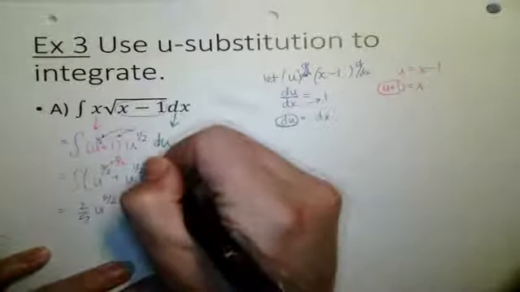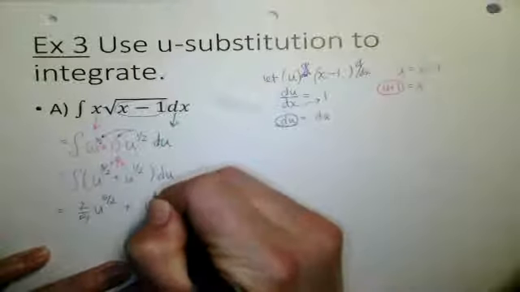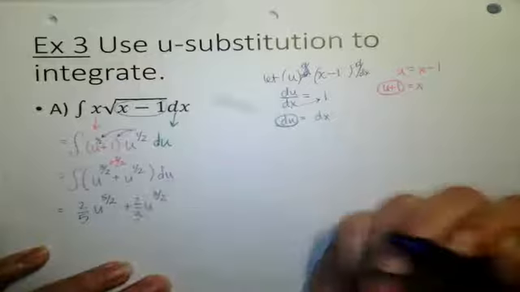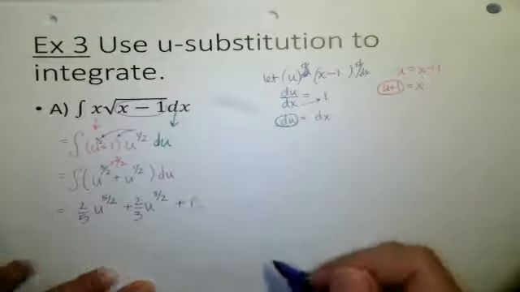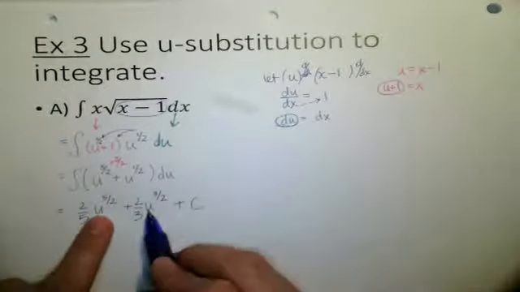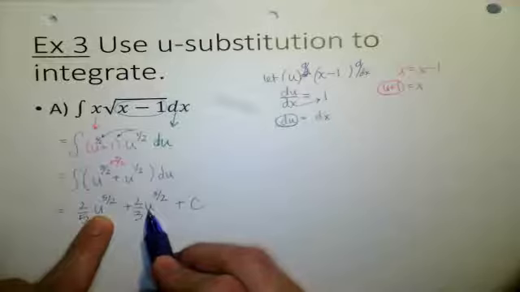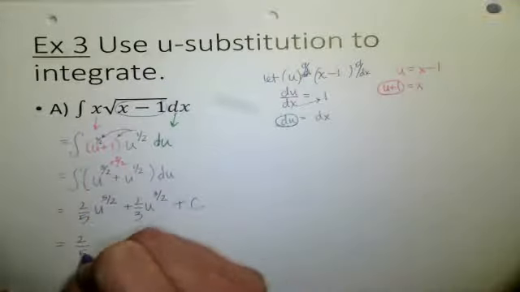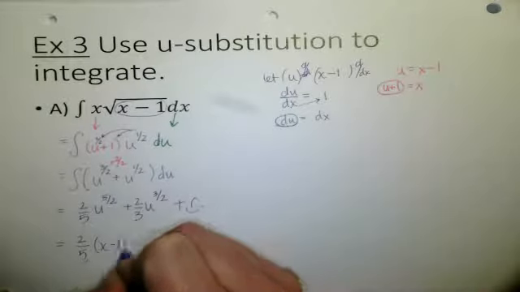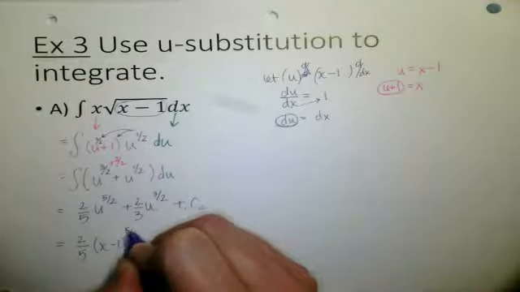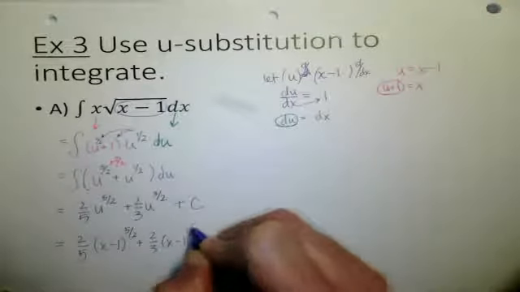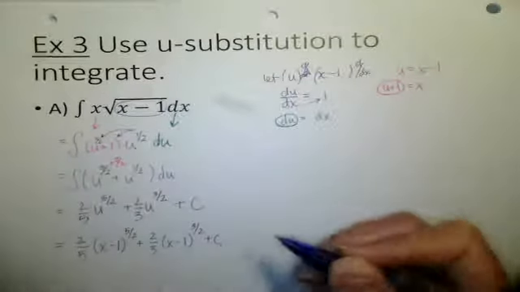And again, we're going to add 2/2. That becomes u to the 3/2 divided by 3/2, or multiplied by 2/3. Don't forget plus c. And then, of course, we did not have u's in our problem, so we need to transfer back into x's. So we get x minus 1 in place of the u. And then 2/3 x minus 1 to the 3/2 plus c.